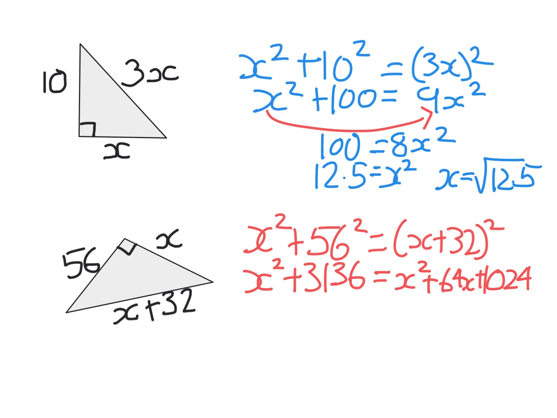So what we can do here is we can cross out x squared from both sides. Essentially, I've subtracted x squared from both sides. So I now have 3136 equals 64x plus 1024. I'm going to subtract 1000.